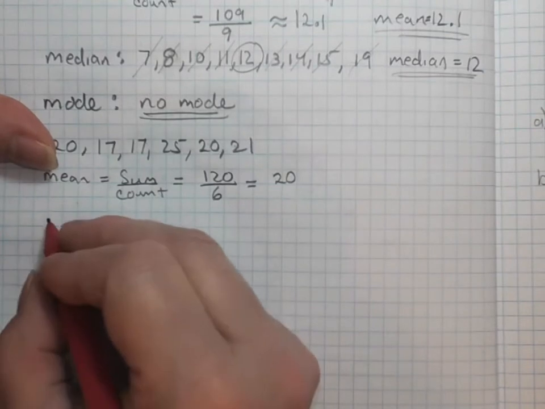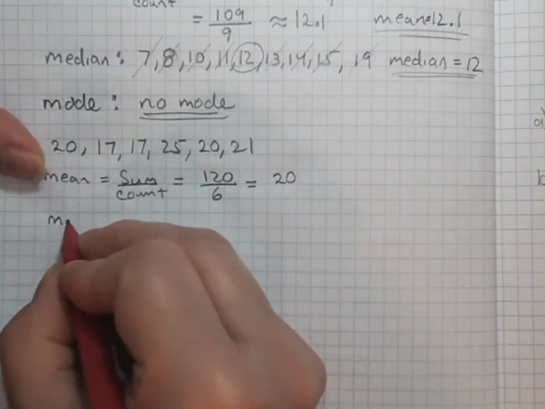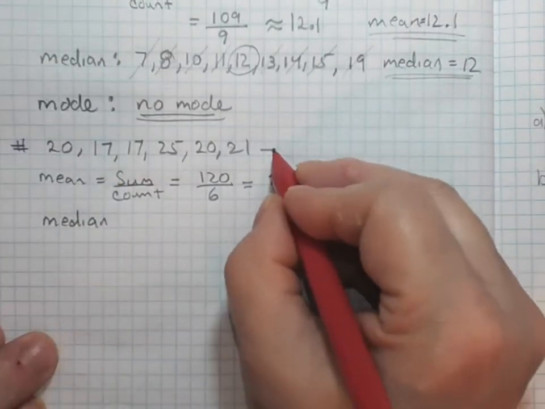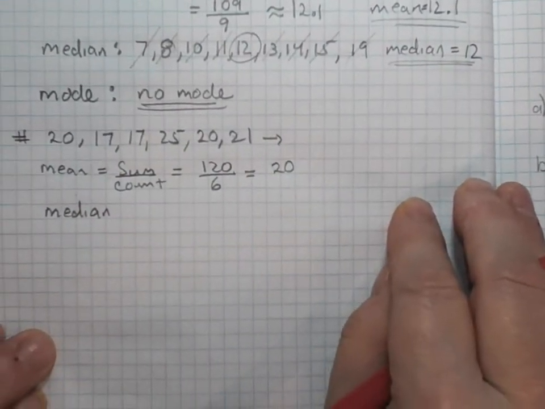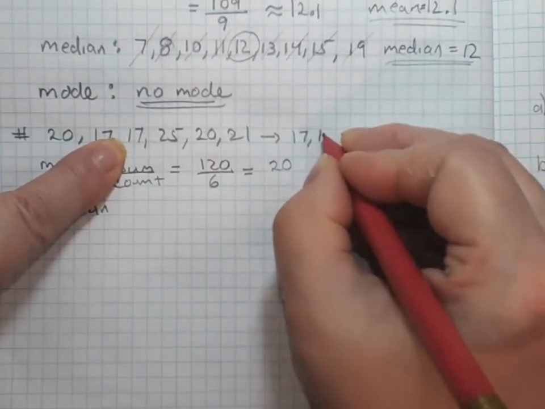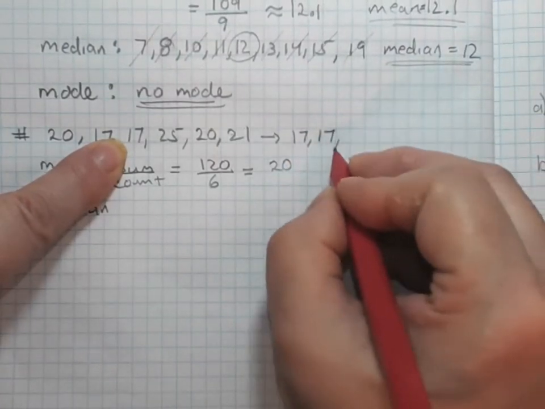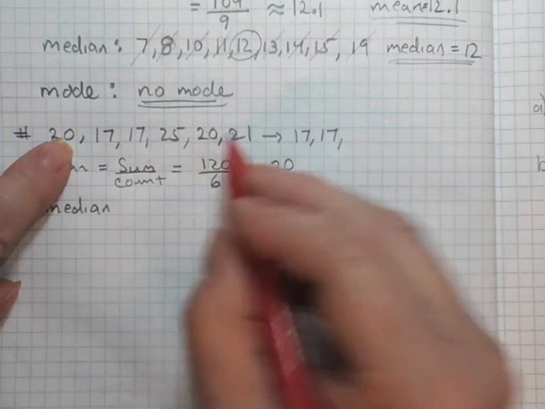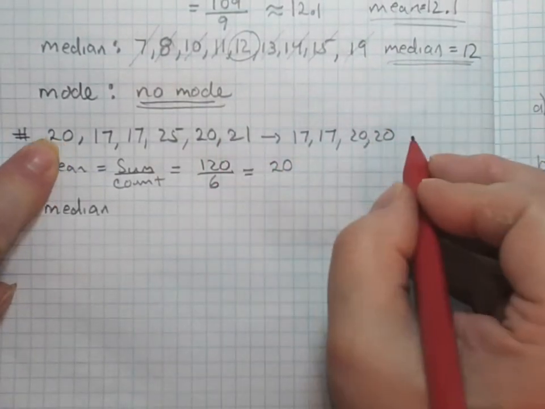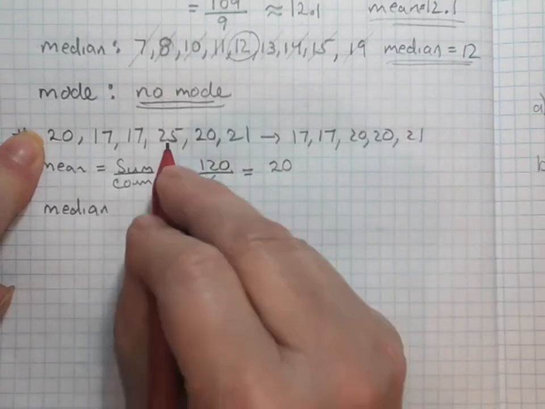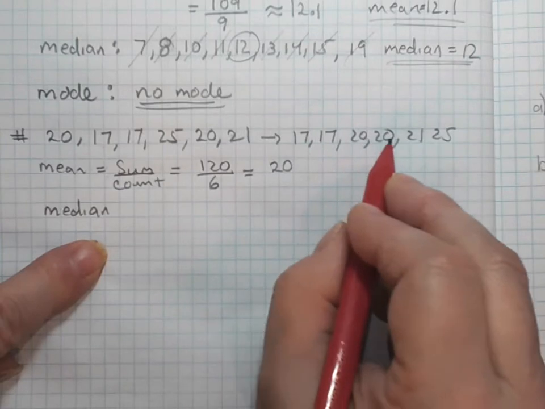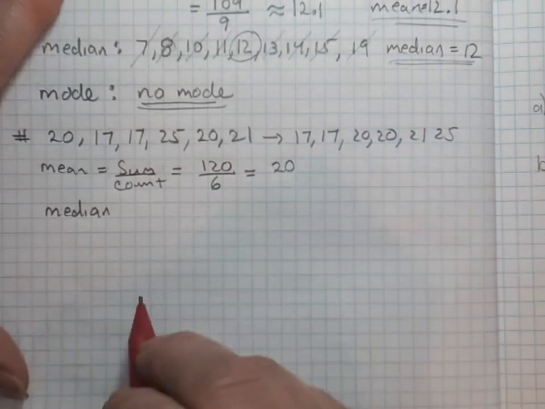All right, next let's do our median. Median is the middle number. To do that, I need an ordered list, so I'm going to put these all in order. The lowest is 17, and then I have that twice. Then comes 20 twice. Then there's 21, and finally 25. I double check that I have all the digits, 1, 2, 3, 4, 5, 6 numbers, so I've got everything.